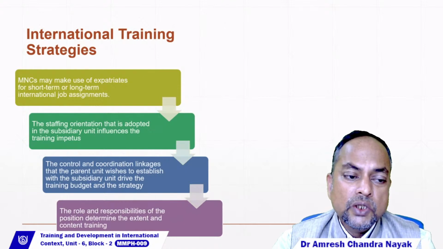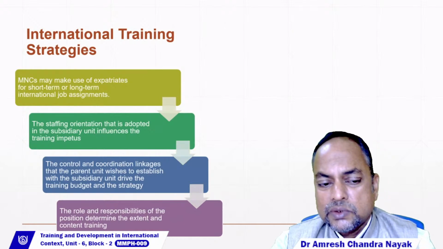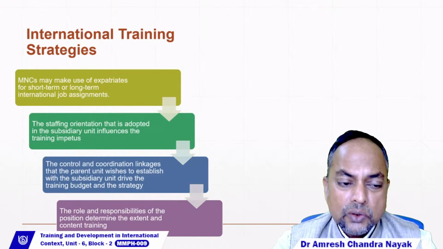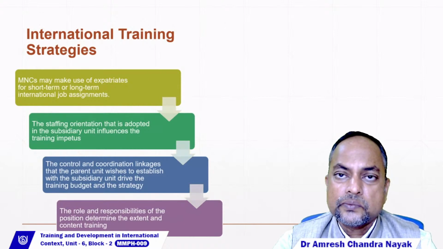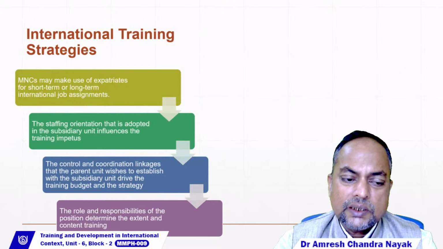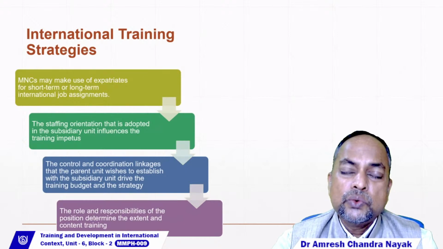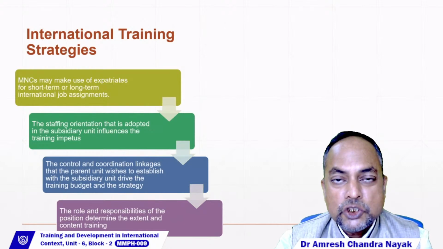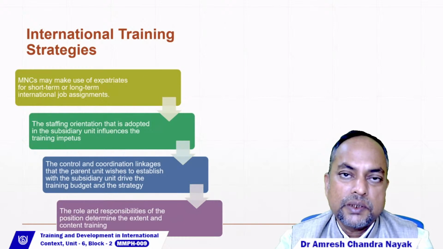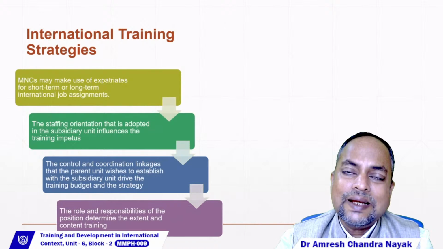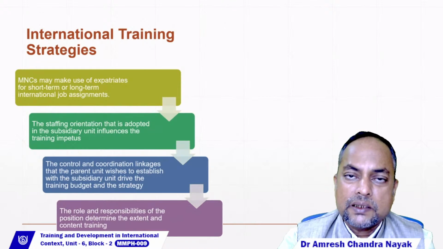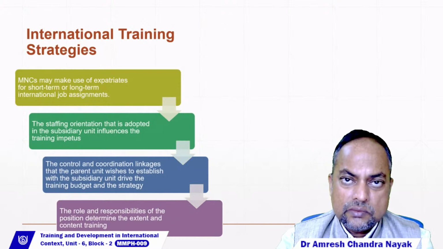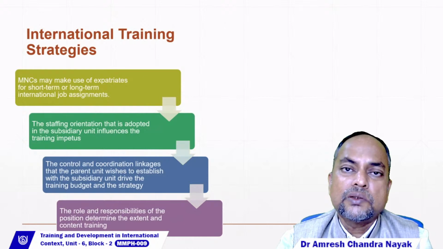Third, we talk of the level of control and coordination, the linkages that the parent country and the host country have. To what extent is there a difference between the parent country's cultural predispositions and the host country's cultural predispositions? To what extent does the host country rely on the parent country? What is the frequency of communication from the host country to the parent country?